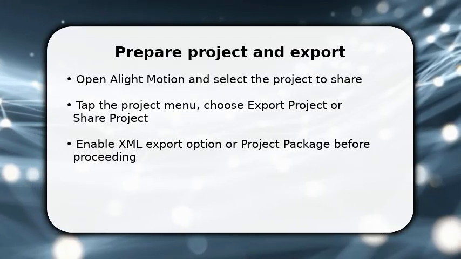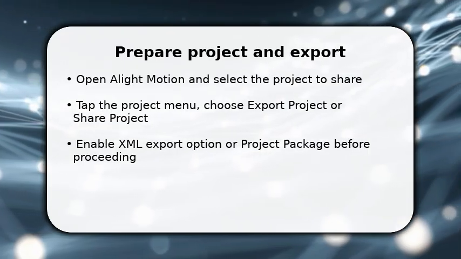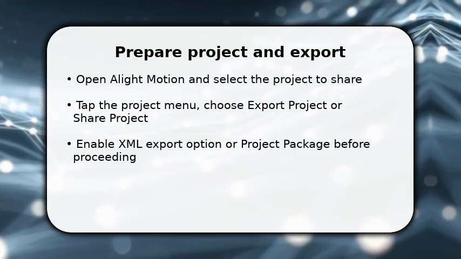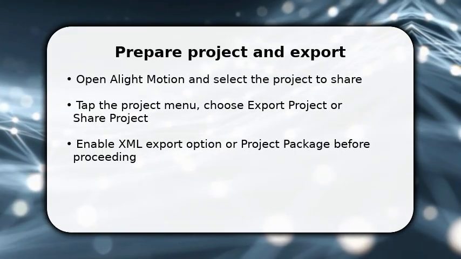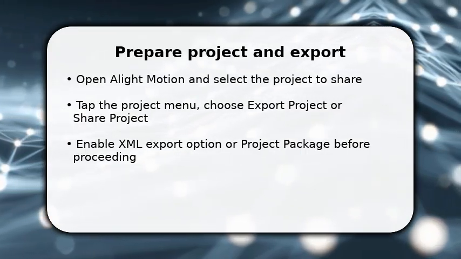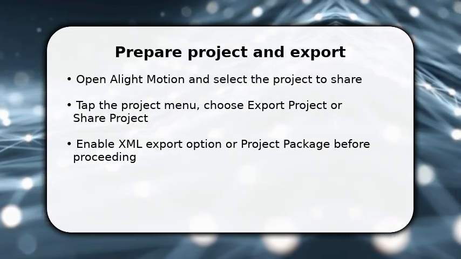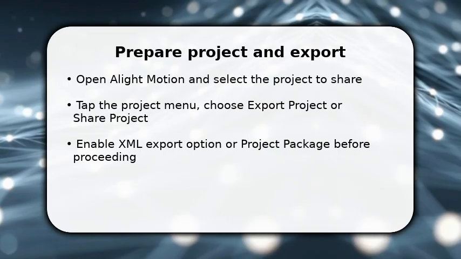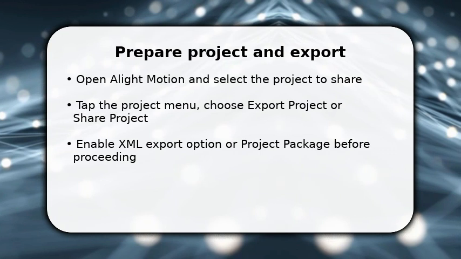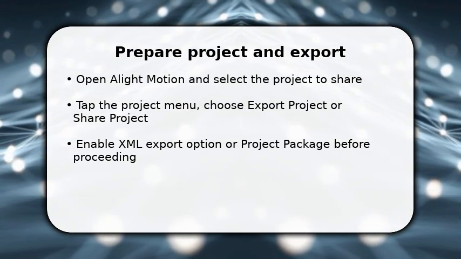You start by opening the exact Alight Motion project you want to share, then tap the three-dot menu to access export controls. Once there, choose Export Project or Share Project and make sure XML or Project Package Export is selected. This preserves layers and keyframes. You do this because XML is readable by other editors and keeps structure intact. After selecting XML, name the file clearly and pick Export to Device or Share. This creates the linkable file you'll upload or send next.